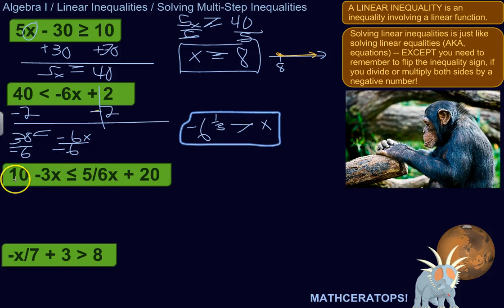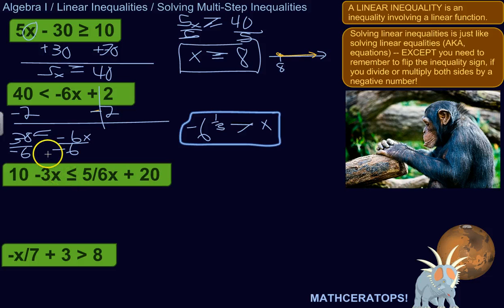Okay, so 10 minus 3x is less than or equal to 5/6 x plus 20. So we've got x on both sides of the inequality, so we can deal with that. Let's decide what side of the inequality, excuse me, I said equation before too. These are all inequalities, not equations.